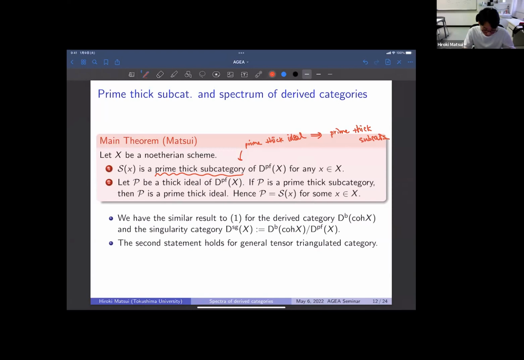Today, we always consider the perfect derived category, but actually we have a similar result for the derived category of coherent sheaves and also the singularity category. Not only for the perfect derived category, we have similar results for these two other categories. And the second statement is actually a more general statement. We can prove the second statement for a general tensor triangulated category. If we consider the tensor triangulated category to be the perfect derived category, we have this result.